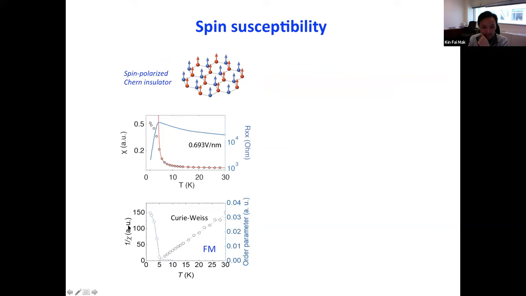You can also see at the bottom, we plot the inverse susceptibility as a function of temperature. In the high temperature limit, it follows the Curie-Weiss law with a positive Curie-Weiss temperature of 5 Kelvin. And below that temperature, the spontaneous order parameter will come in. So that's typical ferromagnetic behavior, which you would expect for a Chern insulator.